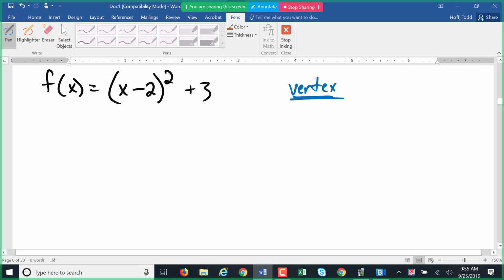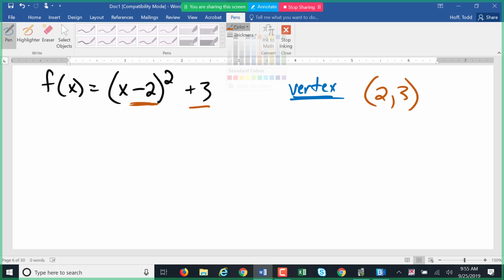Dawson, what do you think for my vertex there? Yep, that's you. For x, positive 2, and for y? Three, it's the same, perfect. So the vertex is 2, 3.